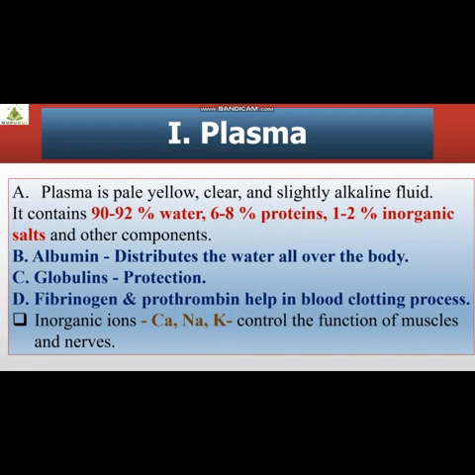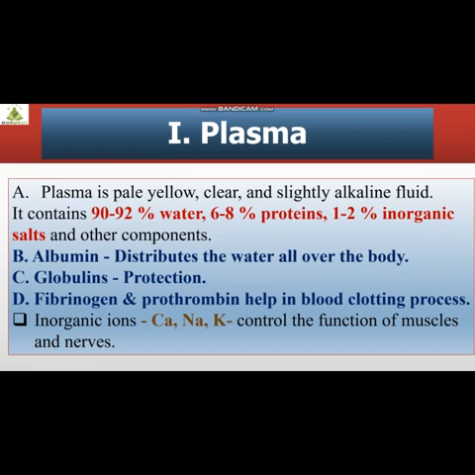Okay, so let us understand plasma first. Plasma is pale yellow, clear and slightly alkaline fluid. It contains 90 to 92% water, 6 to 8% proteins, 1 to 2% inorganic salts and other components. Okay, students, can you see how much concentration of water it has? Maximum concentration. And plasma constitutes the major blood volume also.